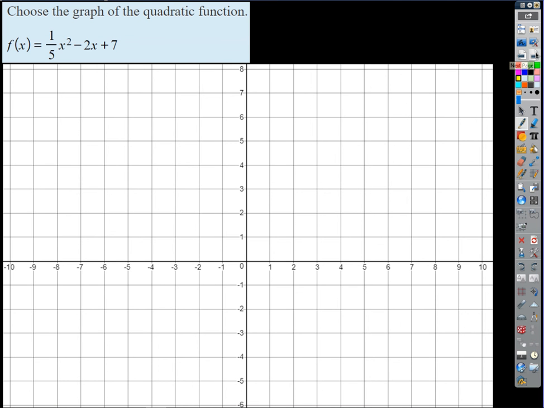Okay, let's try an example. What about one like this? What are the values of a, b, and c? It's in standard form, right? So what's a? Yeah, I heard it, 1/5. What's b? What's c? Okay, so then h equals -b over 2a. So what's that? What's -b? 2. 2 times a. What's 2 times 1/5? 2/5, right?